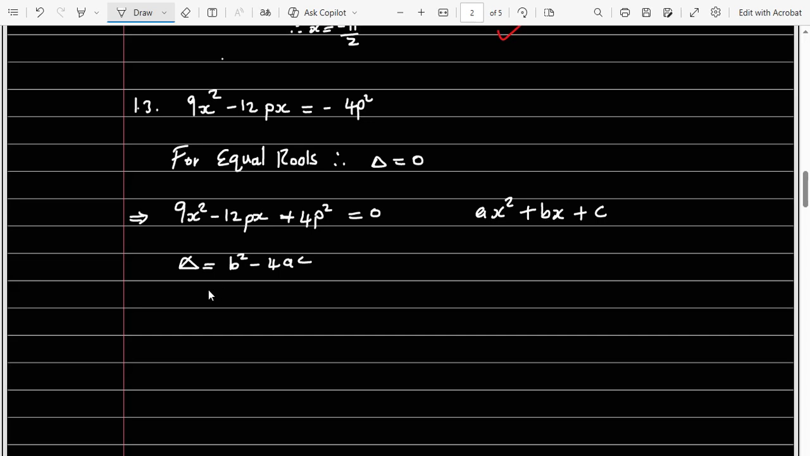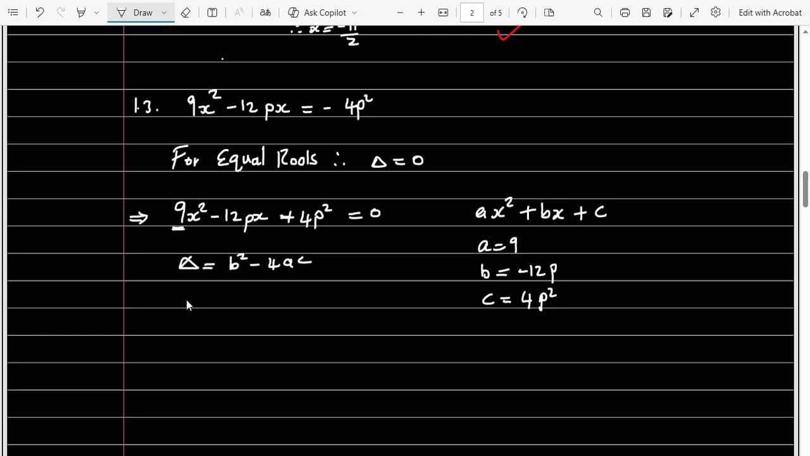a is the coefficient of x squared, whatever number you have in front of x squared. So the value of a is 9. The value of b is the coefficient of x, and make sure you take it with its sign. So it's minus 12p. The most common mistake learners make is forgetting to include p in the value of b. It's minus 12p, not minus 12 only, but everything in front of the x with the sign. The last one, c, is the term that does not have x, which is 4p squared.